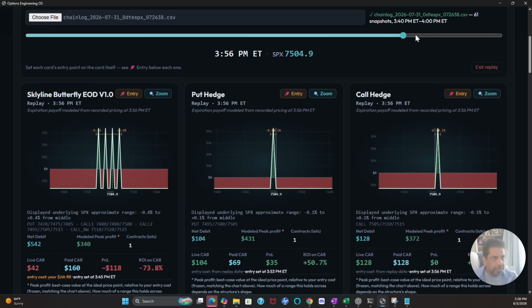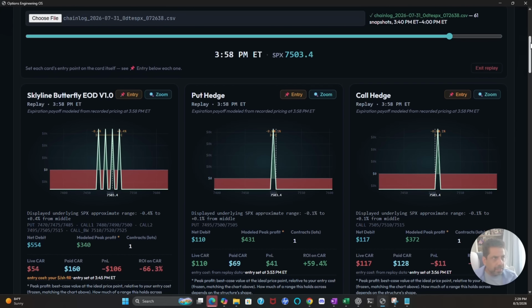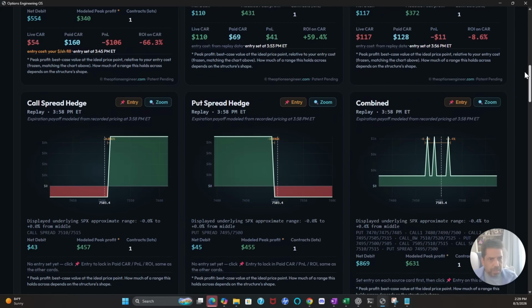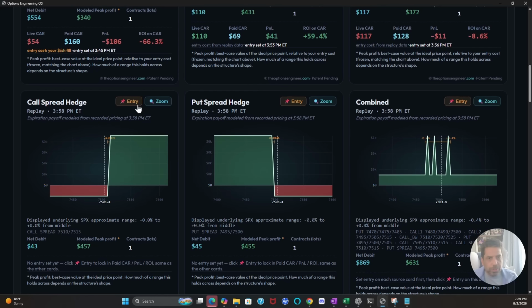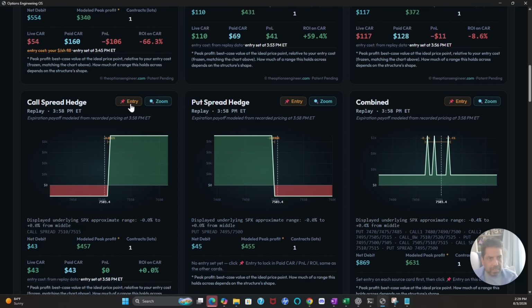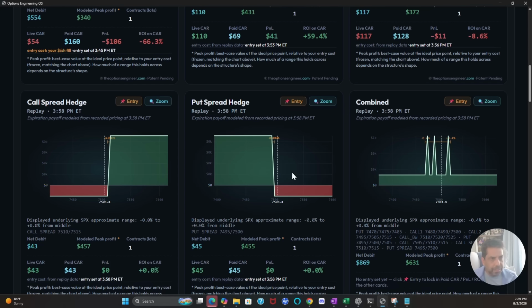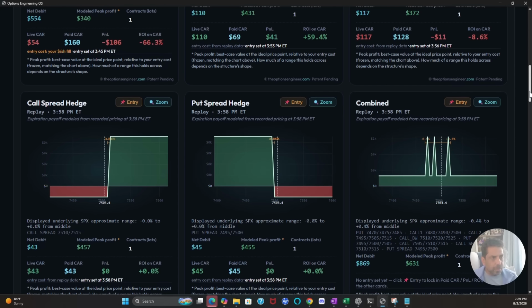Let's continue moving forward here. And we get to 3:58. At this point, another adjustment was added, which was a combined call debit spread and a put debit spread, as the price of those debit spreads on the outer side of the 5-point butterflies, 7510, 7515 for the call, and 7495, 7490 for the put, had come down significantly. So adding these made the trade risk-free or close to risk-free, and then we move forward.